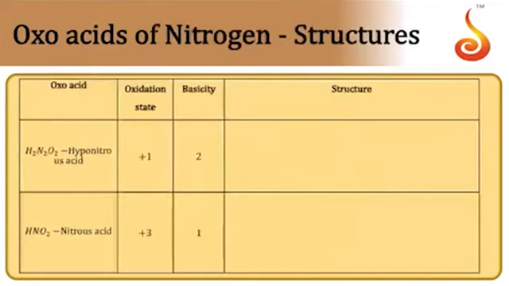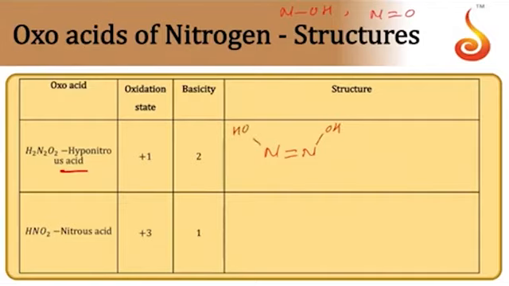Coming towards oxyacids of nitrogen and their respective structures. What do we have to remember in oxyacids of nitrogen? In all oxyacids of nitrogen, nitrogen has one OH group and one doubly bonded oxygen, except for hyponitrous acid, which has a different structure. That is, we have N2 with a double bond, and two OH groups.